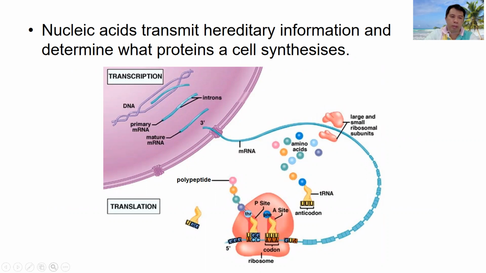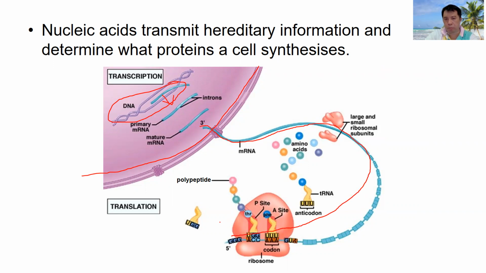You are familiar with this diagram, in which you can see the DNA is found in the nucleus, and then the mRNA is synthesized from the DNA, in which the genetic information in DNA is copied into the mRNA. Then the mRNA diffuses out of the nucleus through the nuclear pore to the cytoplasm and attaches to the ribosome.